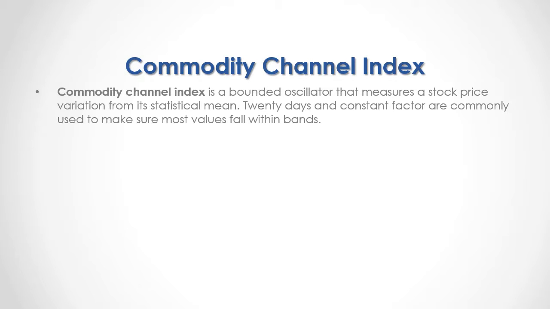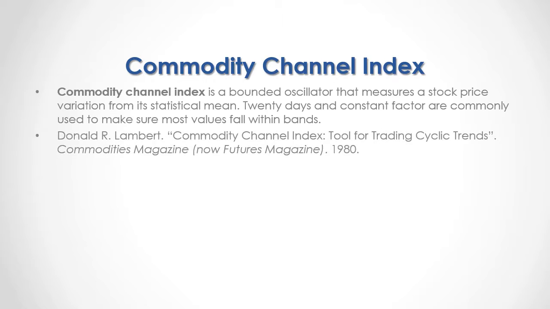Commodity Channel Index is a bounded oscillator that measures the stock price variation from its statistical mean. 20 days and a constant factor are commonly used to make sure most values fall within bands. Notice that 20 days and the constant factor are commonly used, but they're not fixed and can be modified according to your needs. For full reference, I recommend that you read Donald Lambert, Commodity Channel Index, Tool for Trading Cyclic Trends, published in Commodities Magazine, now Futures Magazine, in 1980.